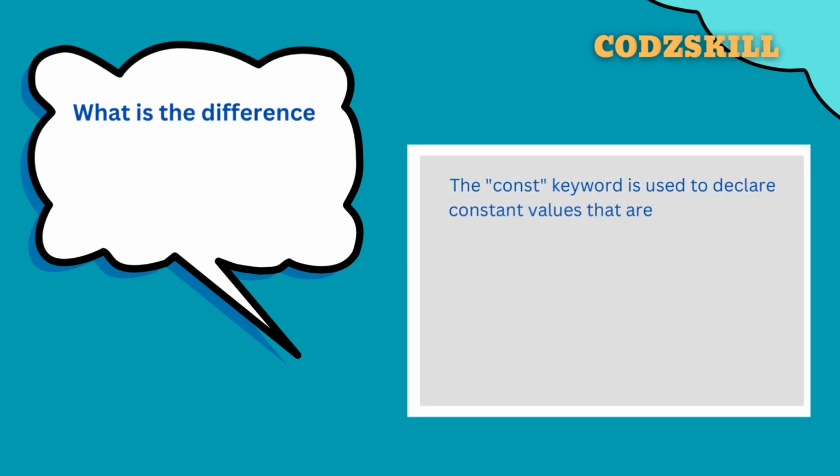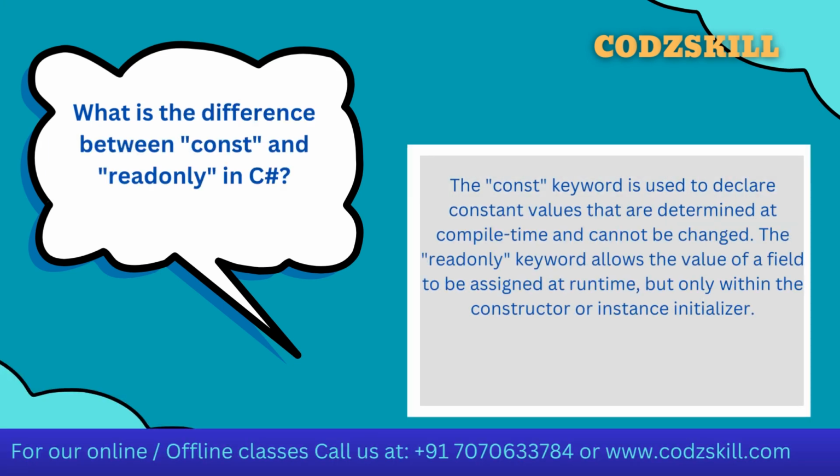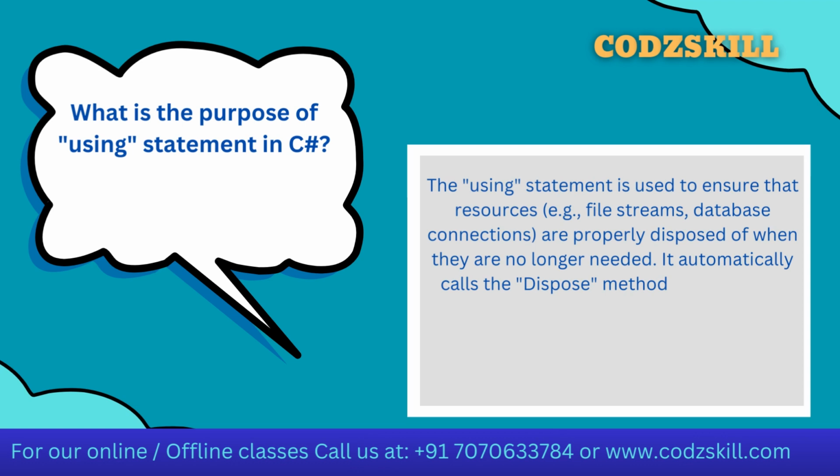4. What is the difference between const and readonly in C#? The const keyword is used to declare constant values that are determined at compile time and cannot be changed. The readonly keyword allows the value of a field to be assigned at runtime, but only within the constructor or instance initializer.